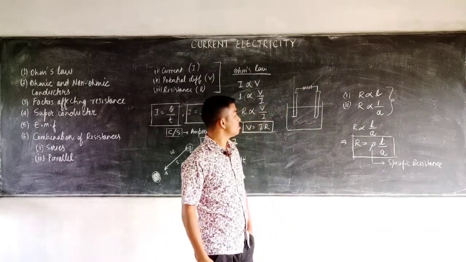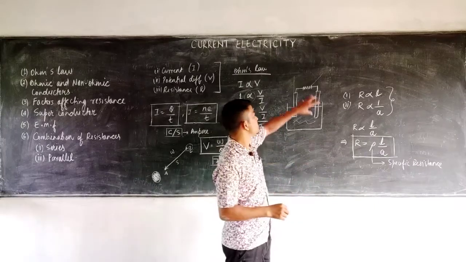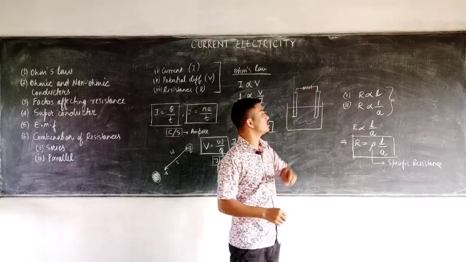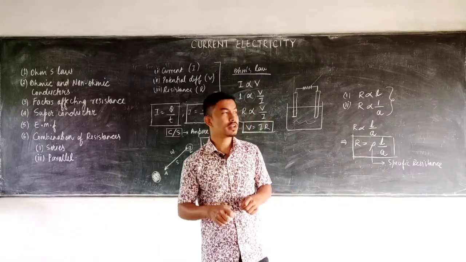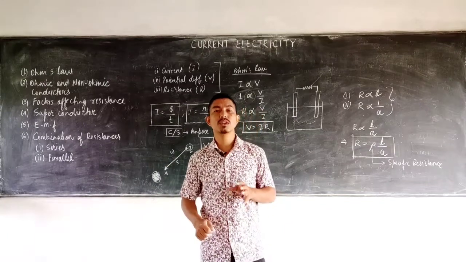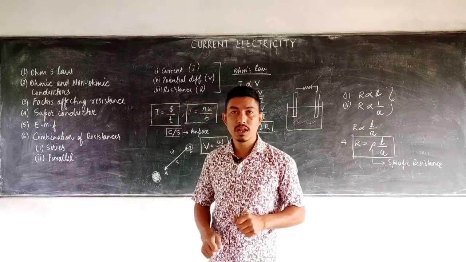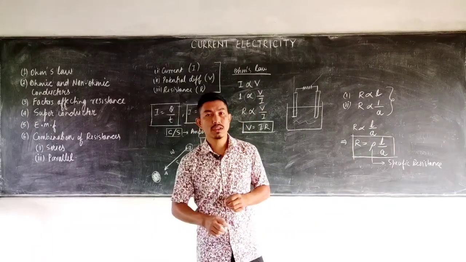Now what is the EMF? When no current is drawn from the cell, that means I do not connect any resistance to the external circuit, and when I measure a potential difference, that potential difference is said to be the EMF. That means when no current is drawn from the cell, the potential difference across its ends is known as the EMF.